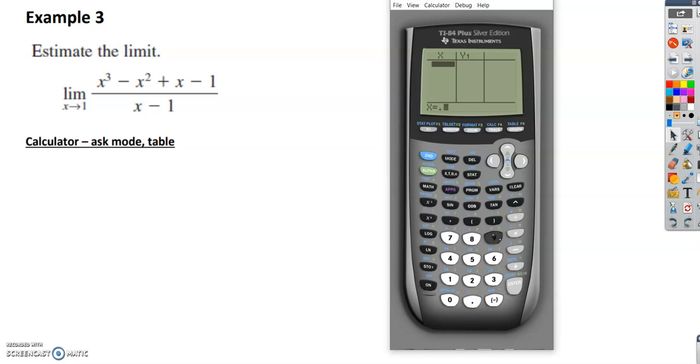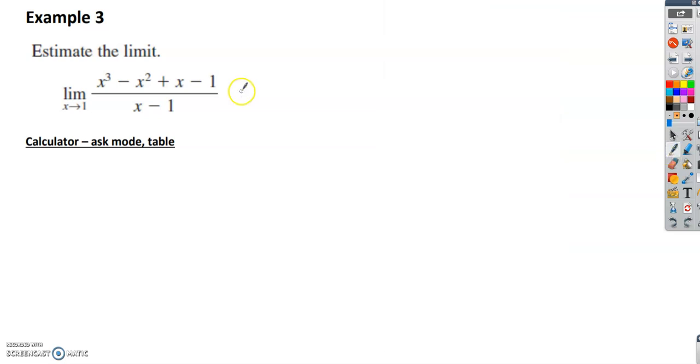So maybe I put in 0.9, which is close to 1, or 0.99, which is getting even closer to 1. You get the idea. I could keep going. I could even go above 1, so maybe 1.001. So I think we can both agree that this is getting closer and closer to 2. So the limit, for now, estimating only, is 2.